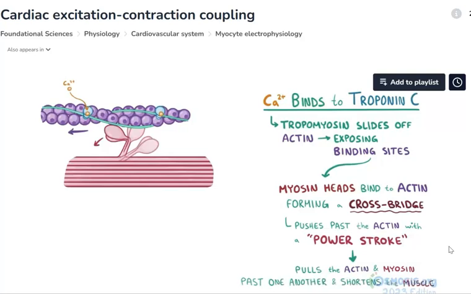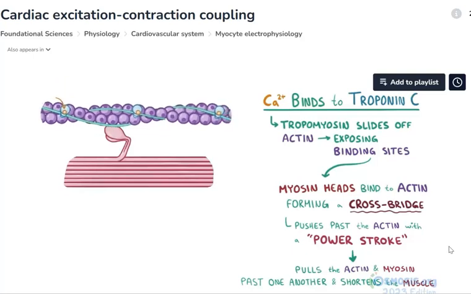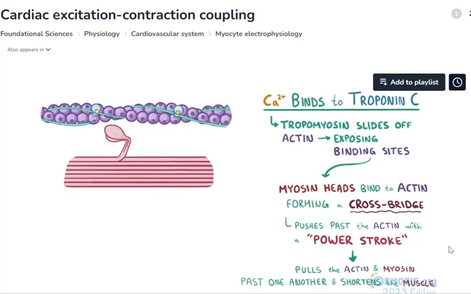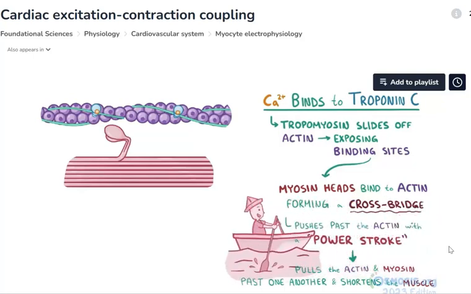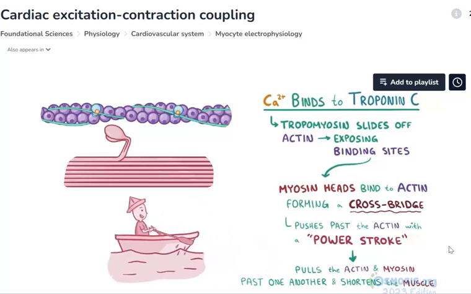The myosin does this a few times with actin, binding, sliding past, reattaching, and then repeating this process and using up ATP along the way. The myosin head looks kind of like an oar in a boat. It hits the water, shifts, then comes out, and this only works in the presence of calcium ions.